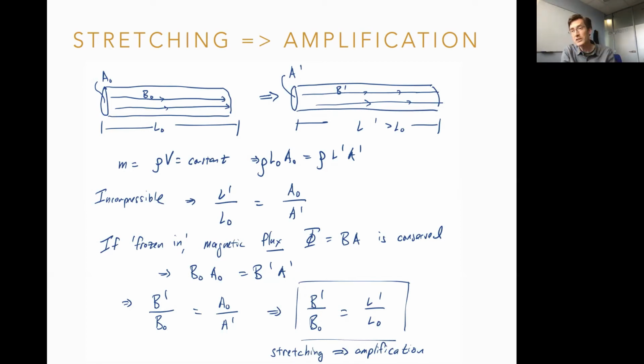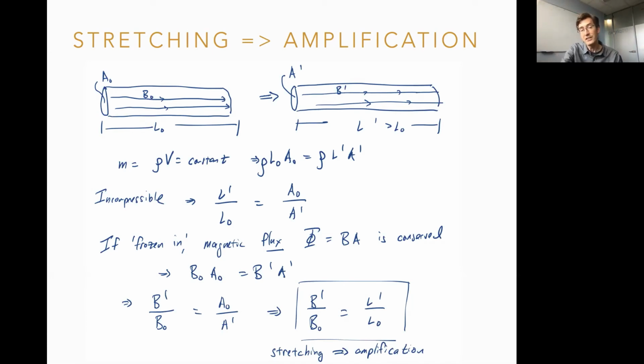If it's incompressible, let's just suppose the fluid's incompressible to make our lives easier, then the ratio of those two length scales must equal the ratio of the areas. Fine. Now it turns out, I haven't proven this really, but if you're in this high Rm limit, in which the field is frozen into the fluid, then the magnetic flux is conserved as you move these things. And so that implies that B naught times A naught is B prime times A prime. So in other words, the magnetic flux is constant as I've done this stretching.